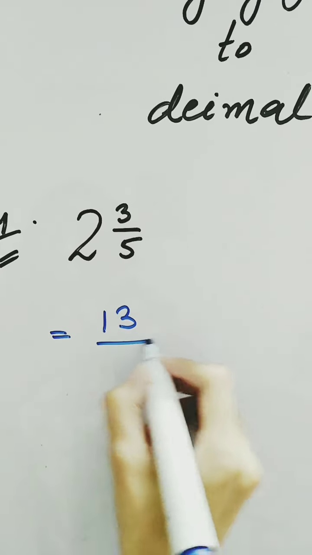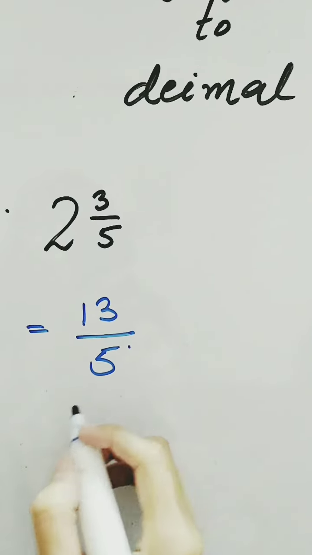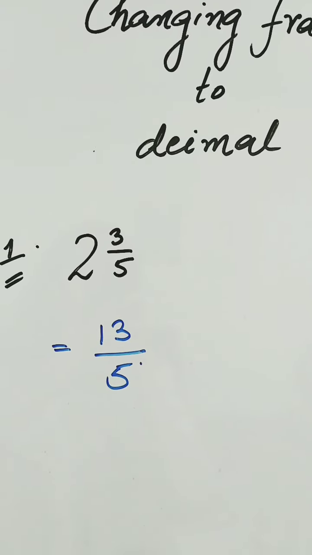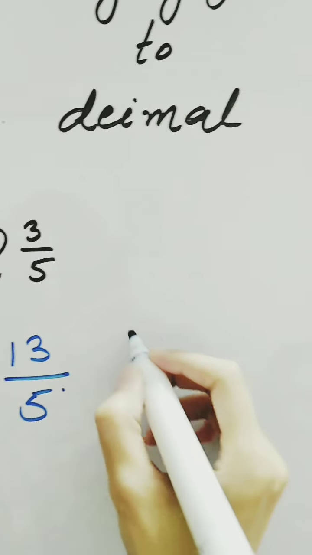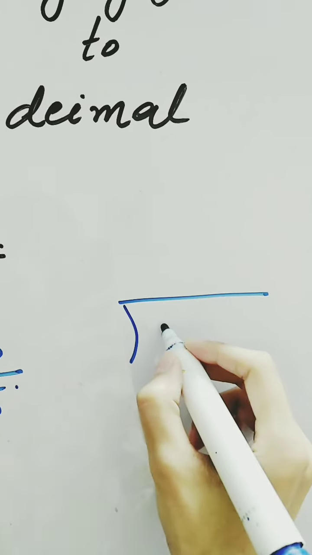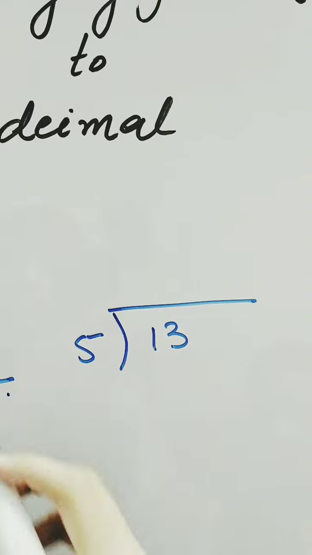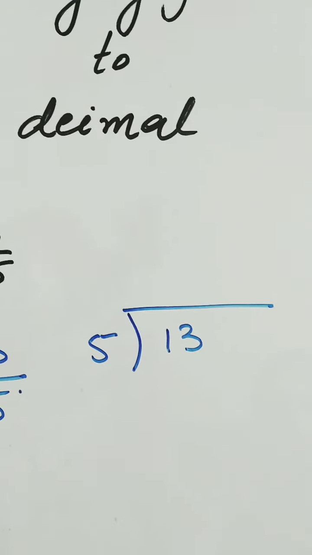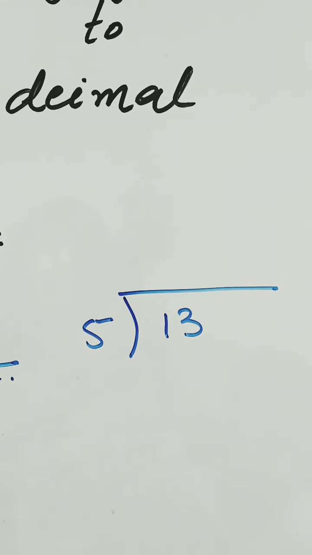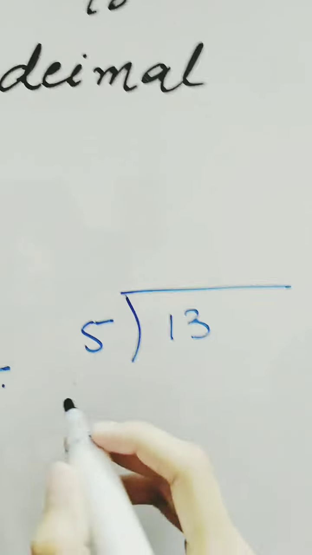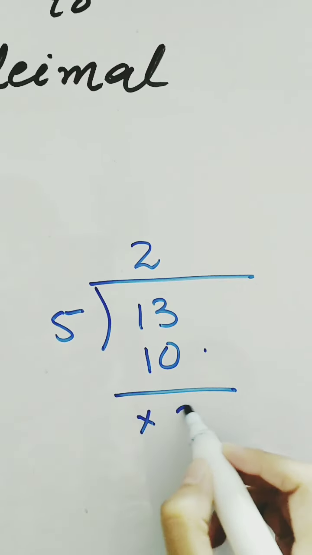Its fraction form is 13/5, as 2 into 5 is 10 plus 3 is 13/5. Now in order to change it into a decimal, we are simply going to divide 13 by 5. We take 13 inside and 5 outside. As we know that there is no 13 in the table of 5, but the nearest value is 10, as 5 into 2 is 10. Now we have a remainder 3 here.